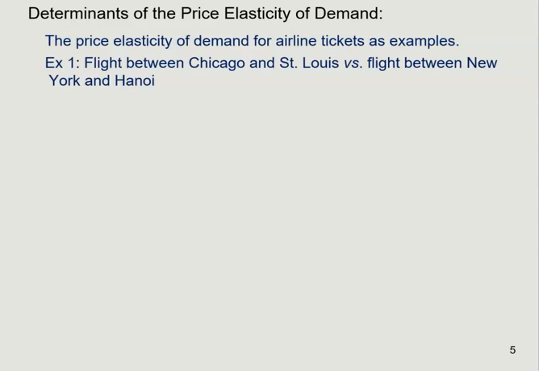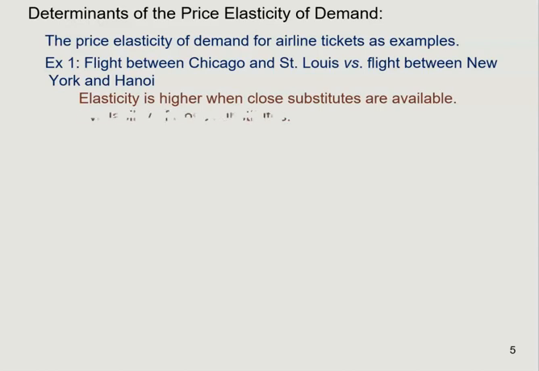So here we already find the first determinant. We're going to say that elasticity is higher when close substitutes are available. So the availability of close substitutes is the factor that will determine the price elasticity here.